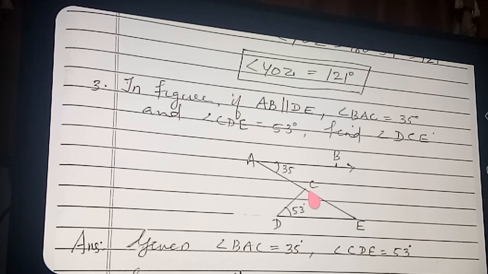That means this angle. For getting this angle, you need this angle. In such a way, you connect the terms. Then only can do. You want to find out which angle? Angle DCE. So how will we get DCE?